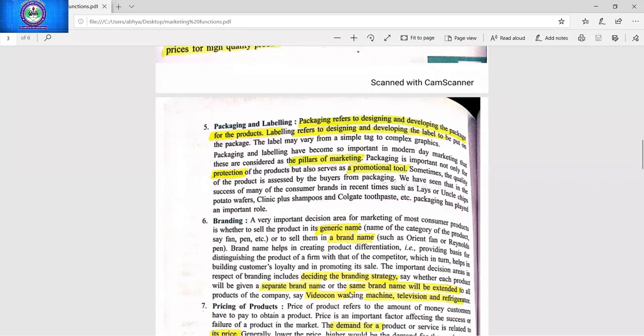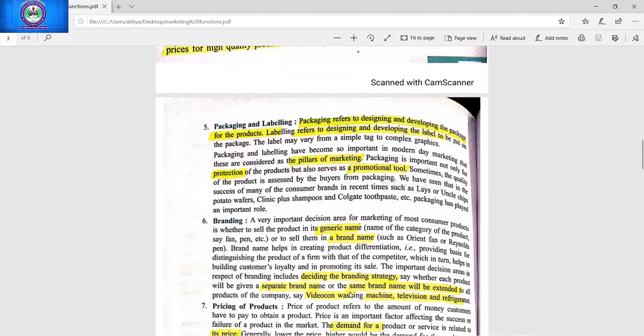So what do you mean by packaging? Packaging in marketing does not mean only putting the product in a packet. Actually, putting or keeping the product in a packet is known as packing, not packaging. Packaging is a wider term than packing. Packaging means designing and developing the package material of the products. Package materials are like bottles, jars, boxes, wrappers. All these are package material. So to design and develop that package material is known as packaging. Keeping the product in the packet is not actually packaging.